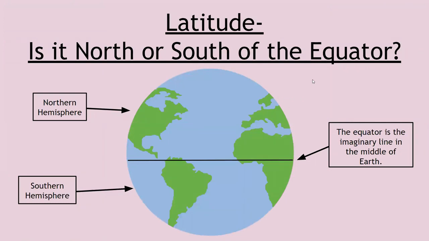To start, here is some information on something called latitude that we need to know when we're talking about why we have seasons. Latitude tells us where in the north or south we are talking about on Earth. The Earth is divided by an imaginary line called the equator. The equator divides Earth into the northern hemisphere and the southern hemisphere.